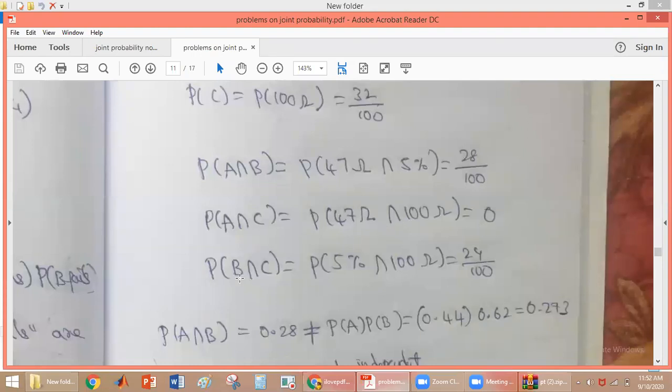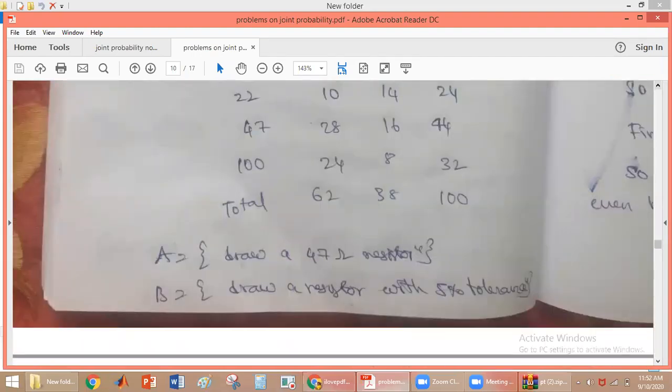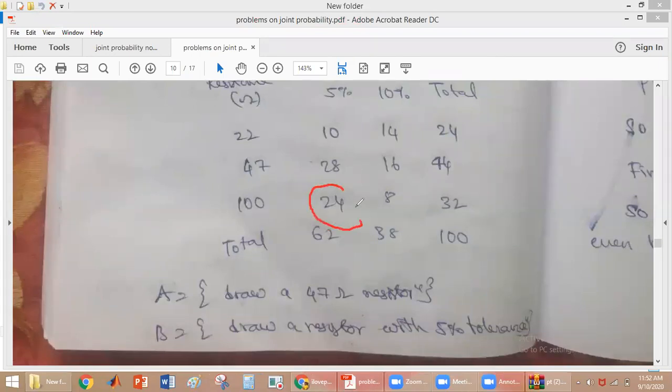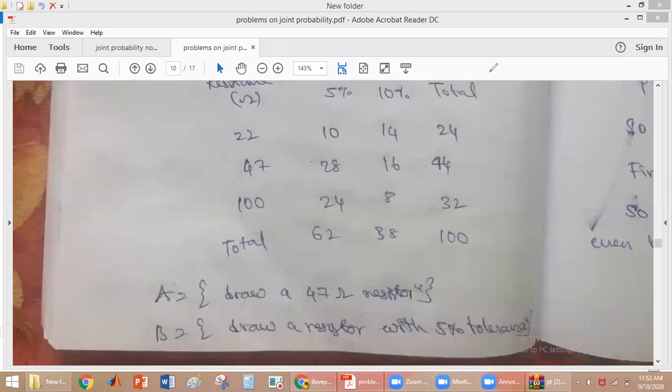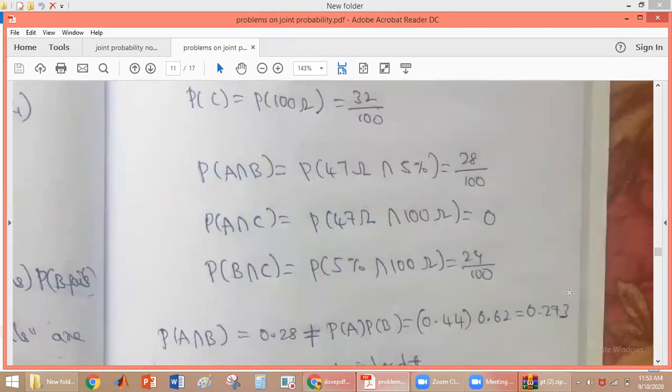Whereas B intersection C, B is 5% tolerance and C is 100 ohm resistance. How many resistance we have totally? So it is 24. So it is 24 by 100. Yes or no? It is 24 by 100 here. So B intersection C is 24 by 100. These are the values we got.